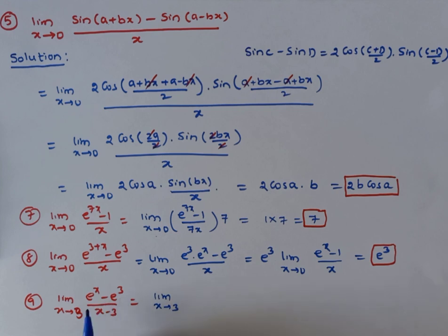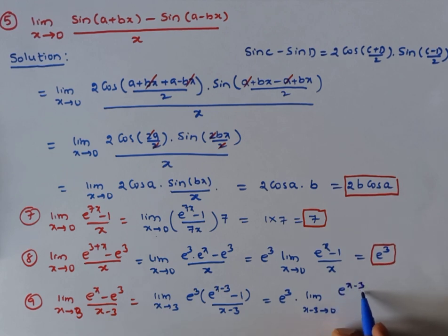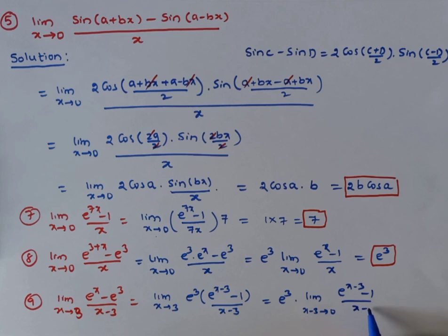You cannot factor these exponentials, so you need to create an e power x minus 1 by x form. So e power 3 is common from the numerator. Therefore e power x by e power 3 becomes e power x minus 3, minus 1, by x minus 3. You can observe here e power 3 is a constant. Now as x tends to 3, x minus 3 tends to 0. So it is e power x minus 3 minus 1 by x minus 3.